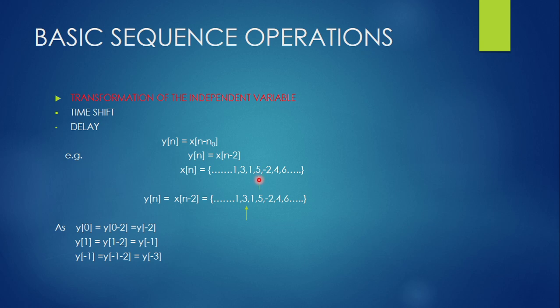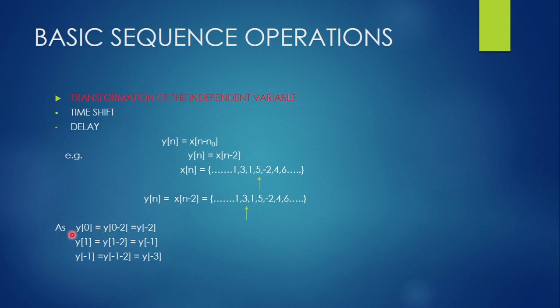Five is coming at the 0 sample. Now it is coming at the second sample, delayed by 2. Minus 2 is the first sample. Now minus 2 is the third sample. Again it is delayed by 2. 4 is your second sample. It is delayed by 2, and so on. Delay is similar to something like that. Your train is coming at 5 p.m. Now it is coming at 7 p.m. It is delayed by 2.